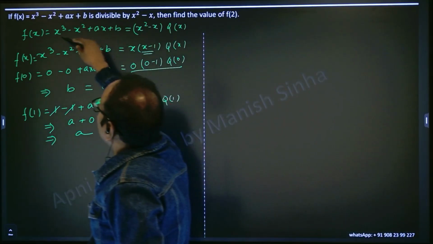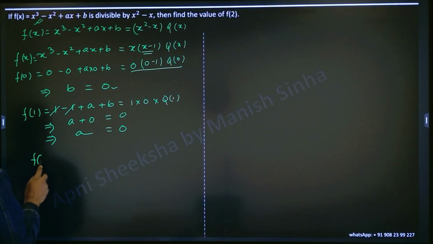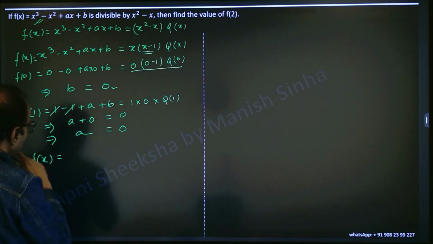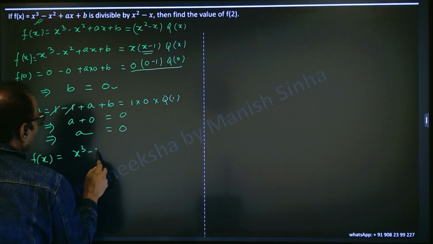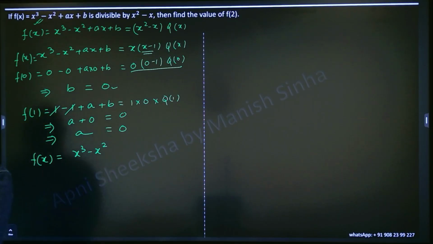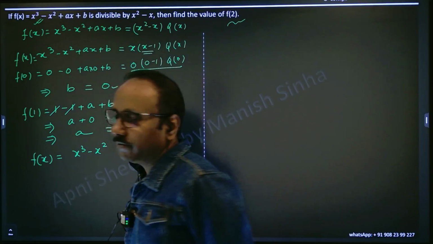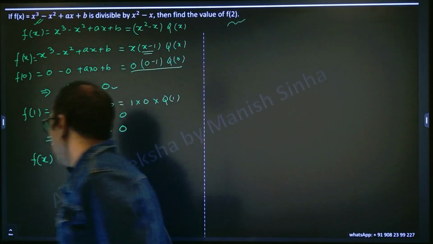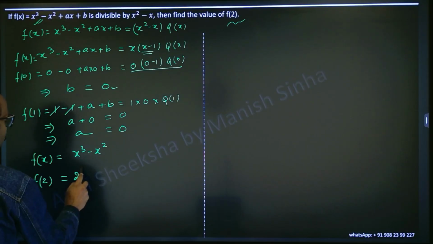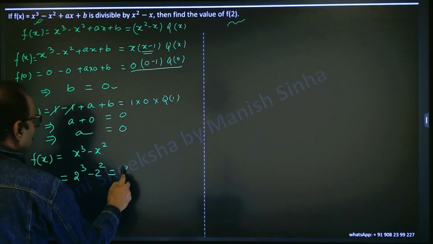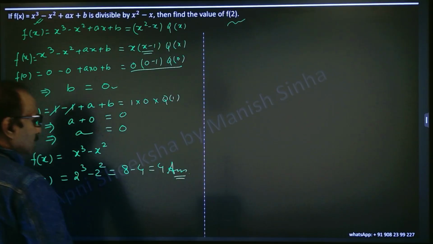So this function is reduced to, now we can write this function with a equal to 0 and b equal to 0. So this function became x cube minus x square. What is it asking for? The value of this function when x is equal to 2. Put the value. Four. So this will be your answer.